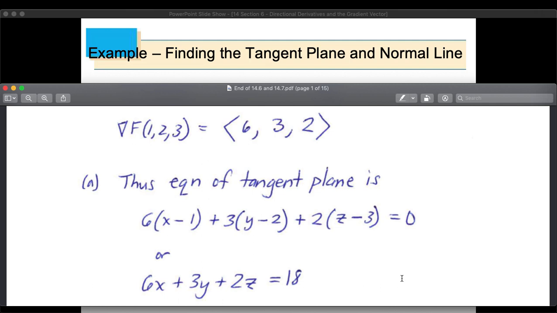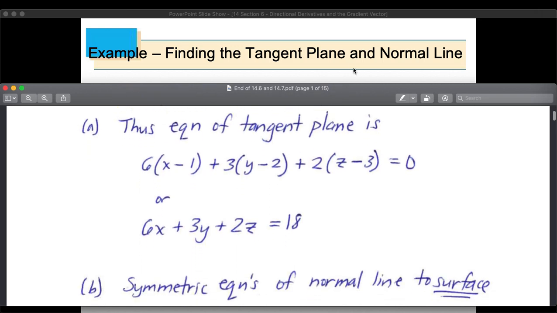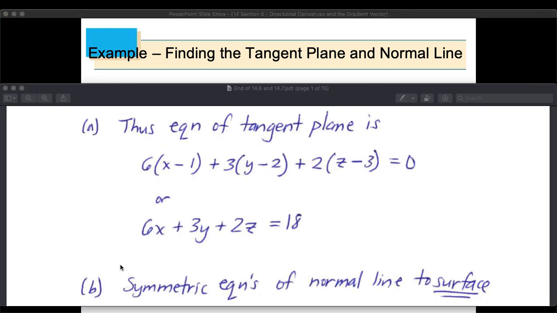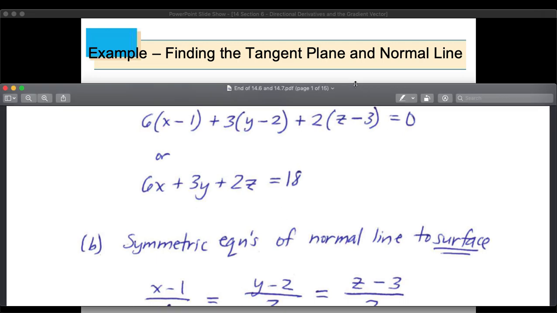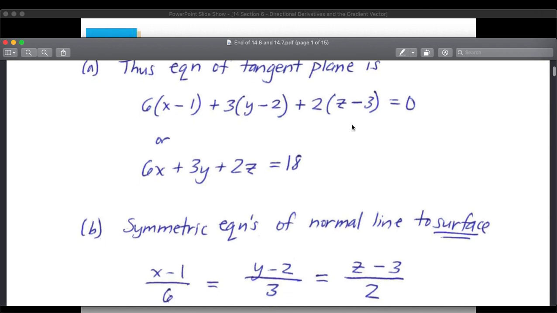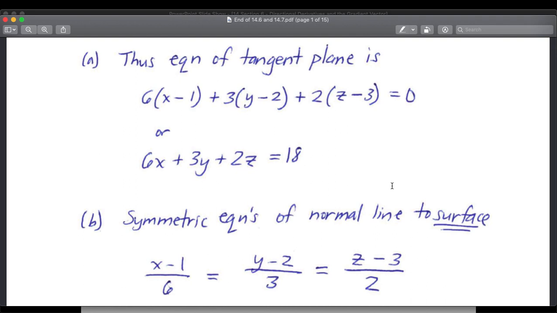Now with a little bit of rearrangement, you can find the symmetric equations of the normal line. Because as you can see from the example here, for part B, they want the equations of the normal line to the given surface at the specified point. So as you can see here, the symmetric equations of a normal line to the surface are going to be very similar to, very much related to what we found in part A. And that's all there is to it for this particular question.